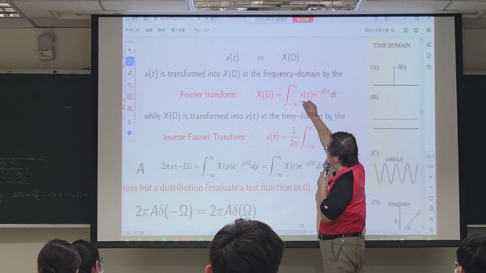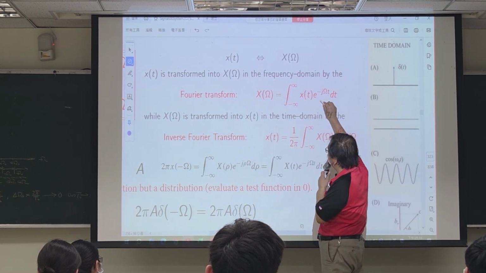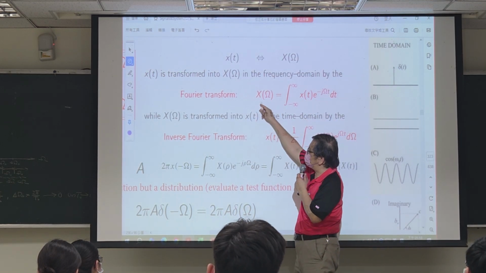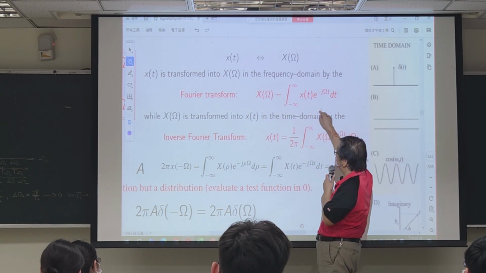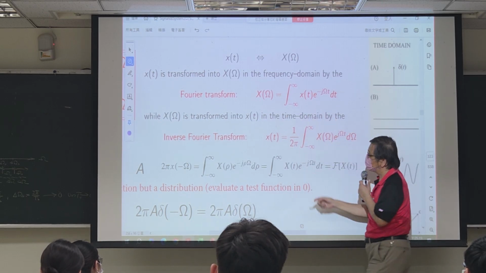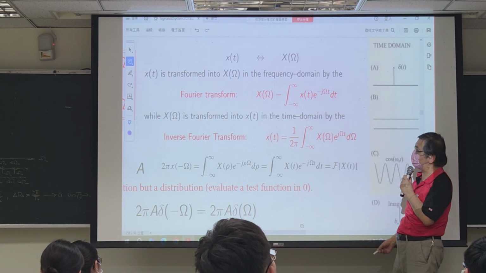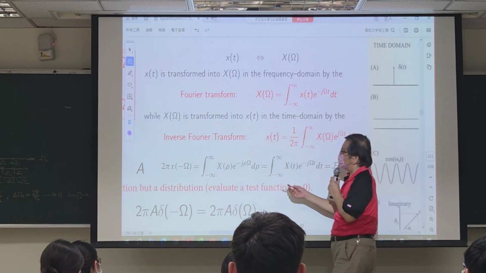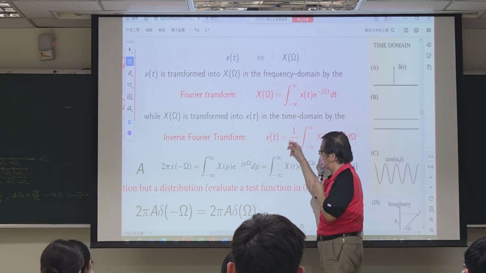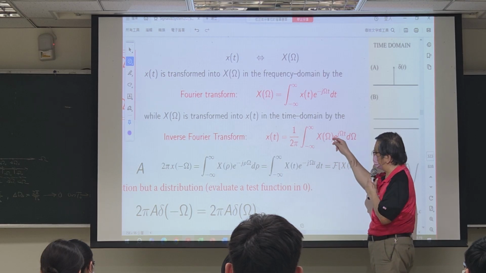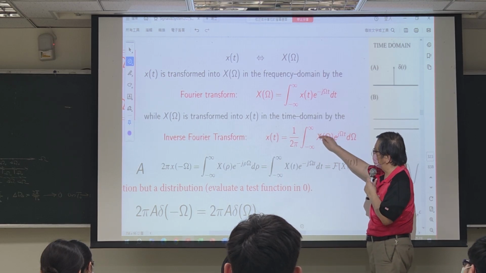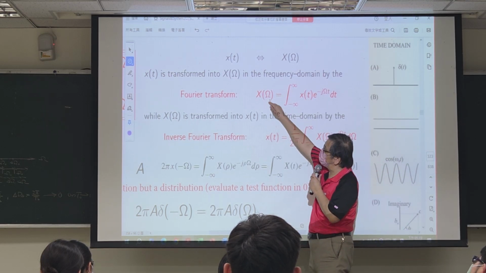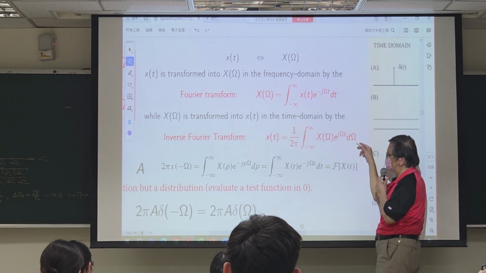Okay, suppose I have a function x of t in the time domain, and this is the corresponding Fourier transform, given by the integral of x of t times e to the negative j omega t. And then the inverse Fourier transform is given by 1 over 2 pi times the integral of X of omega, the frequency component, times e to the j omega t.